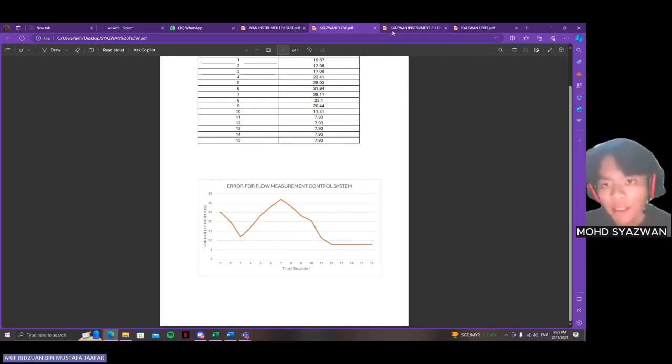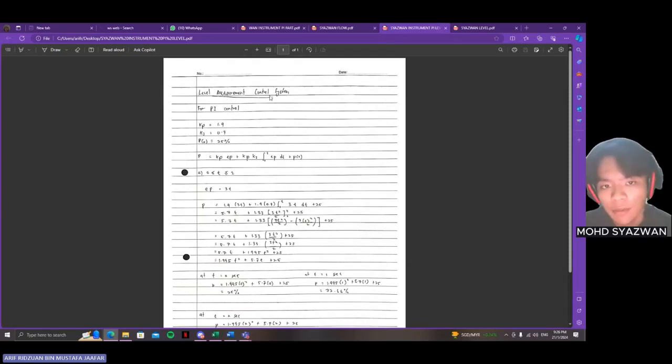I will move to the second question, which is the level measurement control system. For PI, we will use the same as the question, which is KP equal 1.9, KI 0.7, P0 equal 25%. We still use the same equation, which is P equals KP EP plus KP KI integral from 0 to t of EP dt plus P0.